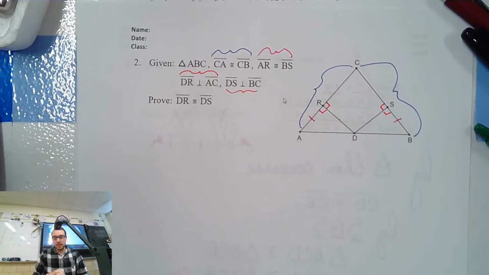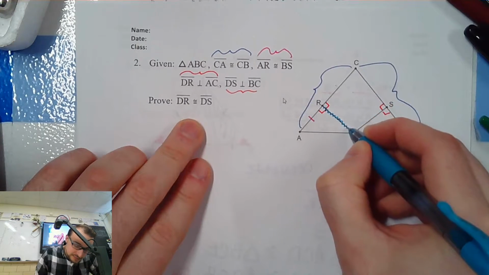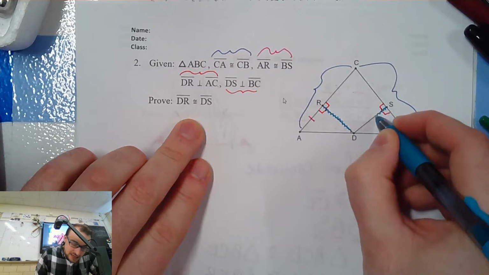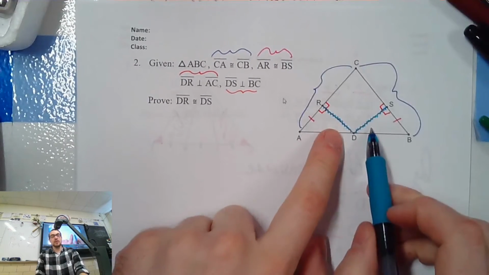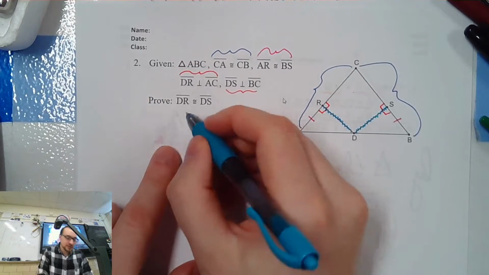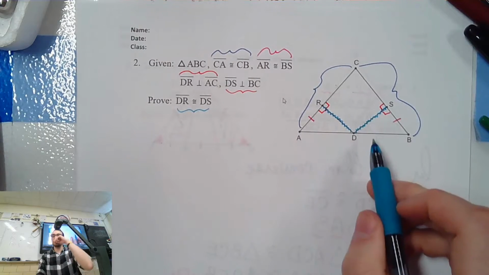Again, don't you do this. I'm marking it so you can see our target. DR is this, and DS is this. I'm not saying they're congruent. I'm just showing you what our targets are. We're trying to prove that they're congruent, okay? That's what this is. So we don't know they're congruent yet. Our goal is to prove them congruent.